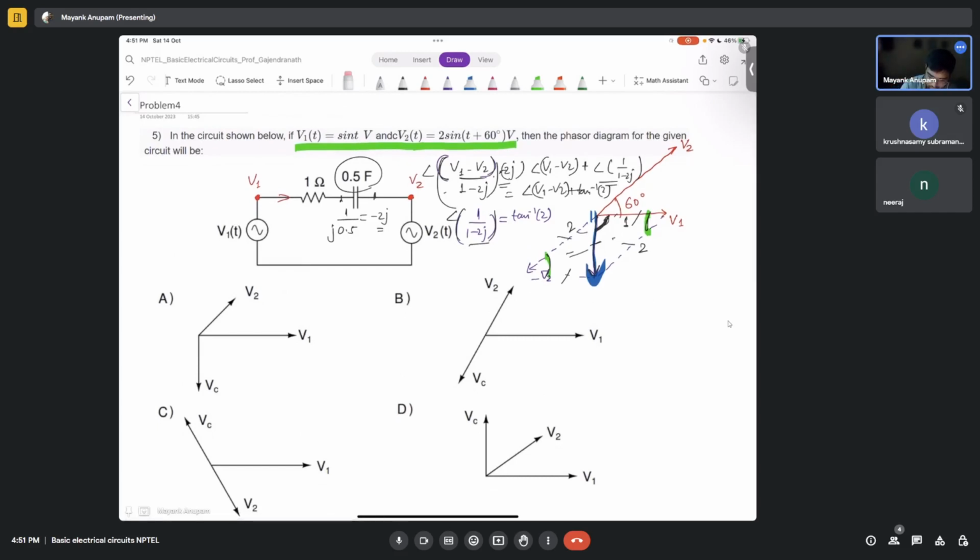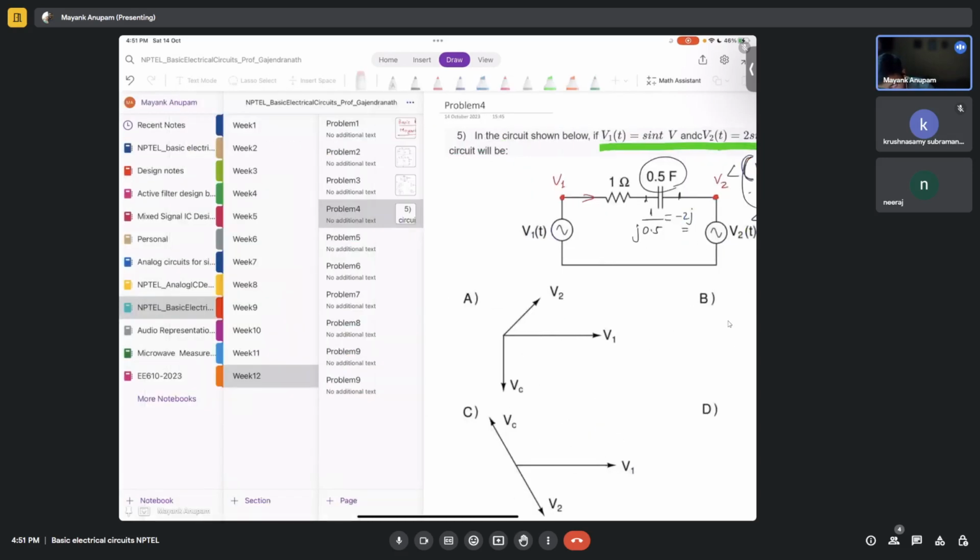The idea here was to make you understand the way you have to deal with phasors, the angles, how things rotate. So phasors are very easy. You can visualize phasors as simply vectors which will be rotating with the angular velocity of omega, because that's how you have to understand phasors.